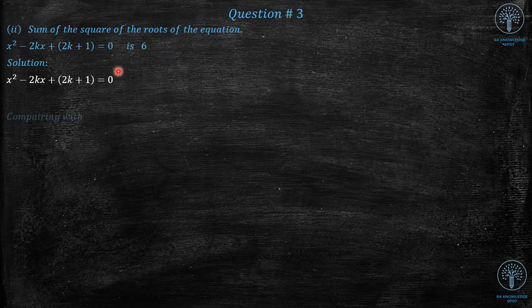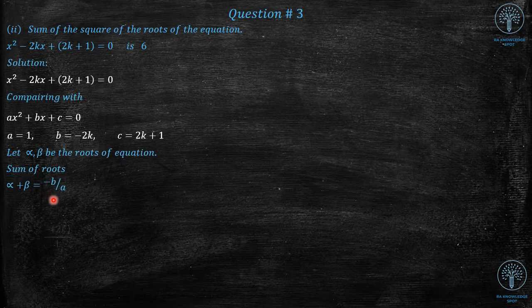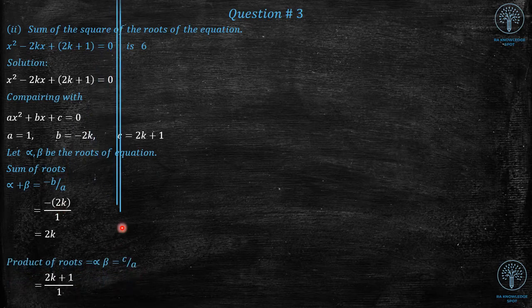Now, comparing this equation with the standard equation, the value of a is 1, b is minus 2k and c is this. As for the sum of the roots, we have to find this one, putting the value, then the product of roots, that is c by a, again putting the value.